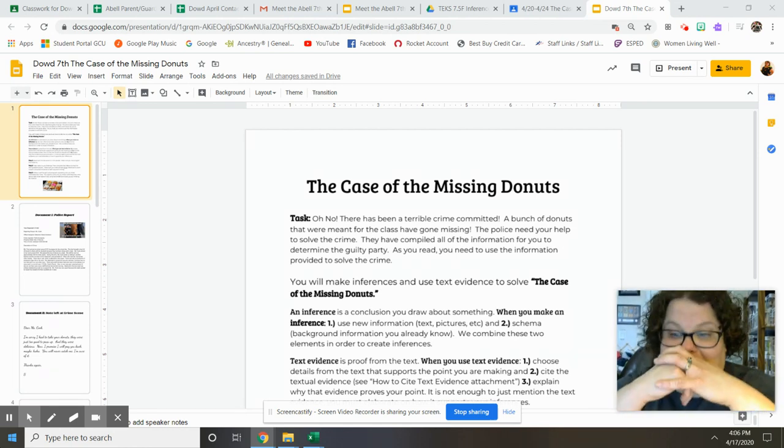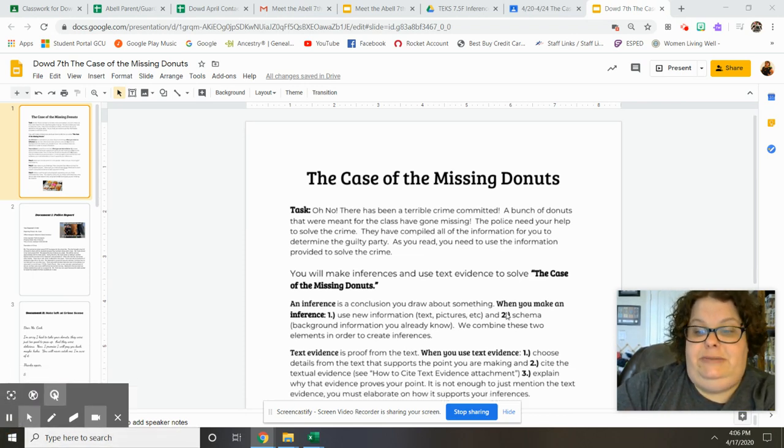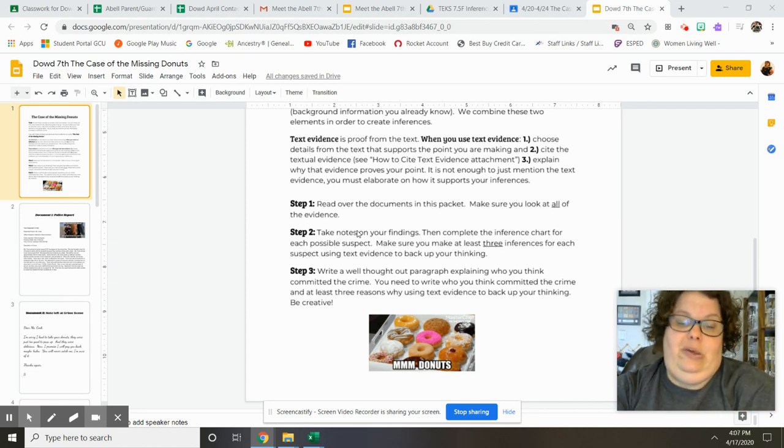Okay, so remember, an inference is when you can draw a conclusion of something, like I said in the beginning, using your text evidence. So you can see your 3 steps here. Step 1, you read over all the documents. Make sure you look at everything. Don't skip anything because you could miss a clue. Step 2, take notes on what you're thinking and what you're figuring out. You're going to complete a note-taking sheet that'll help you try and figure out who the criminal is.